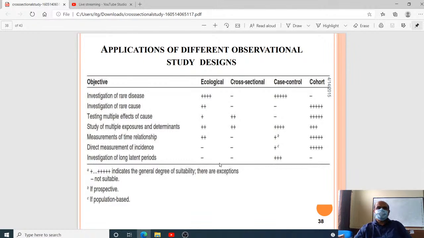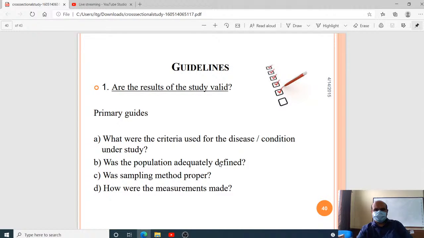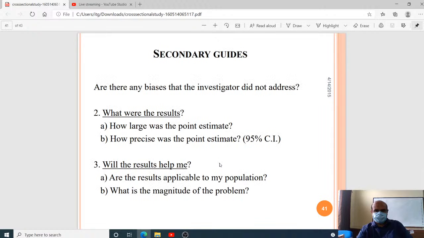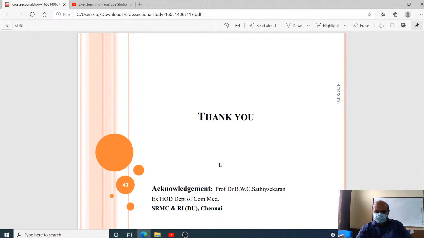Now, applications for different observational study designs are: okay, I'll skip this. Okay, so we finish this.